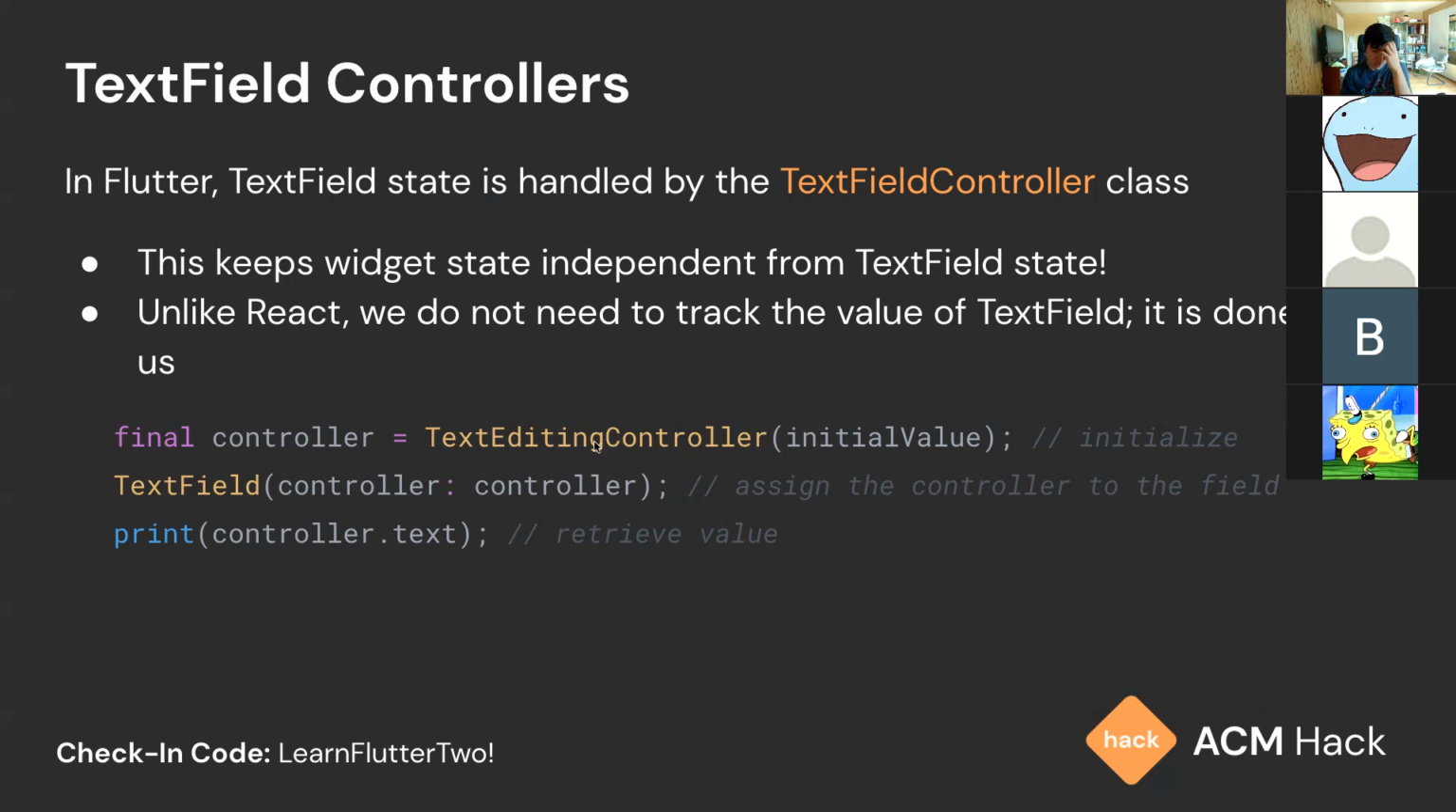So all we need to do is declare it here. This is the syntax. We just declare it here with the initial value, or you could just pass in nothing. When we're actually declaring the widget for text field, we just specify, okay, this is the controller that goes with it. And then in order to access the actual text, we just do controller.text. And that gets us the current text in the text field.